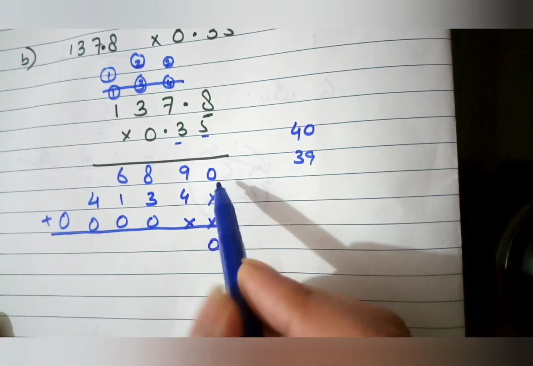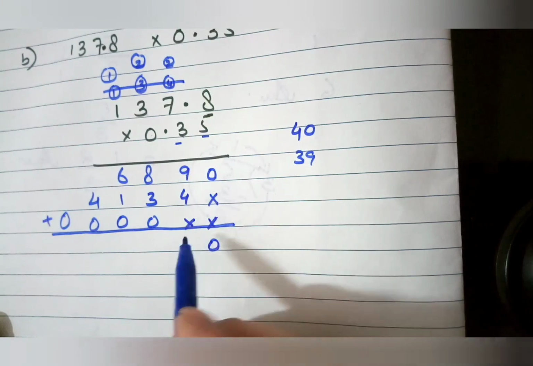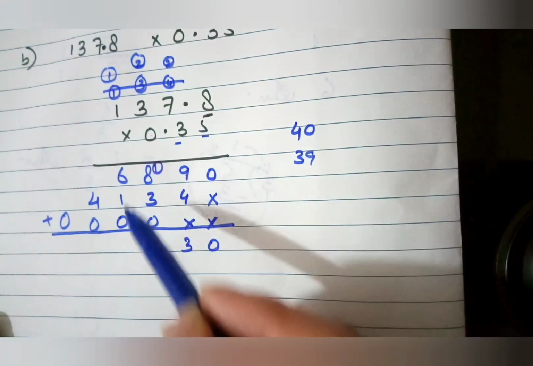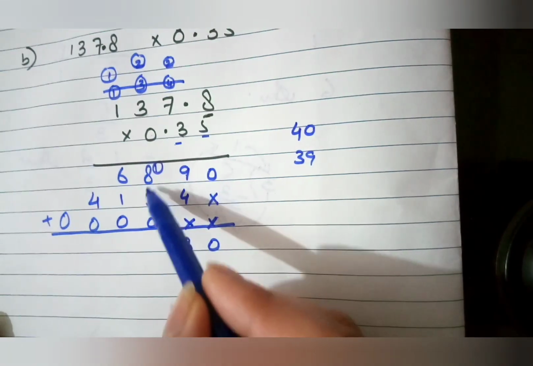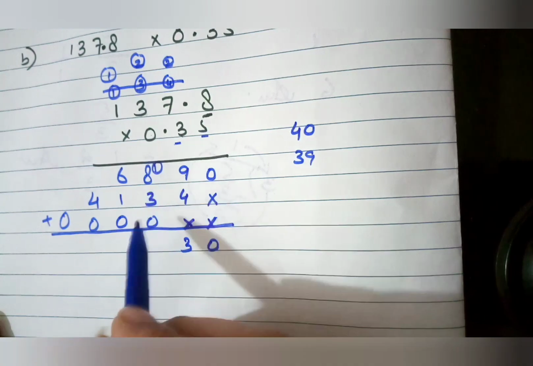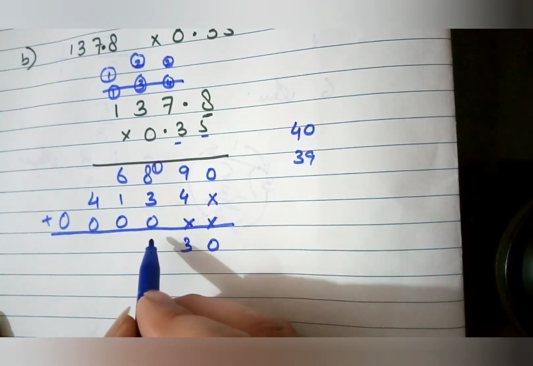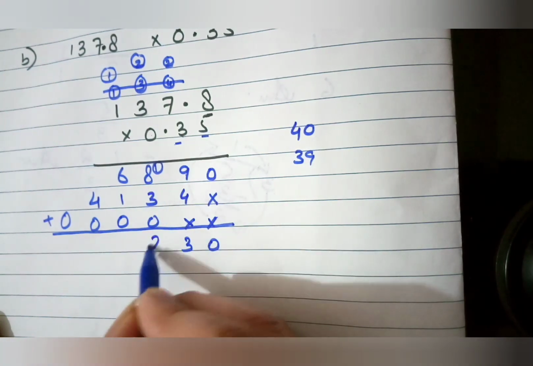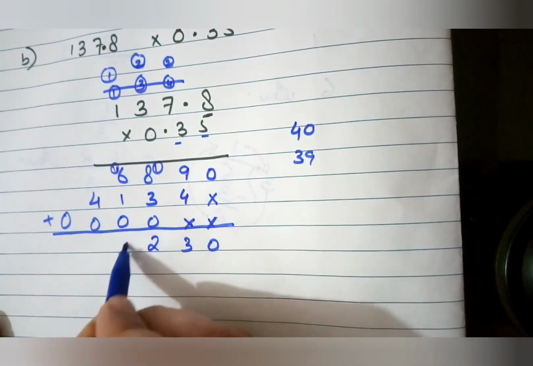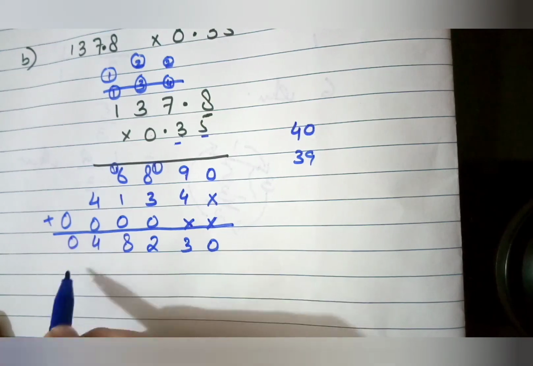Write 0. Add the terms vertically. 9 plus 4, 13. Write 3, 1 carry. I just add up vertically. 8 plus 3, 11 plus 1, 12. Write 2, 1 carry. 6 plus 1, 7 plus 1, 8, 4, 0.